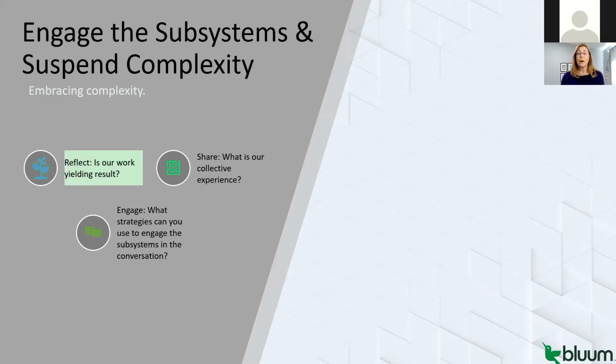So first, we're going to look at, as I said, reflecting and identifying: is our work yielding results? As a leader, you need to suspend control and make space for new perspectives, right? In this approach, leaders and team members suspend judgment and watch what is happening, and not be quick to jump in and solve a problem. Let's see how it goes, and don't judge the outcome.